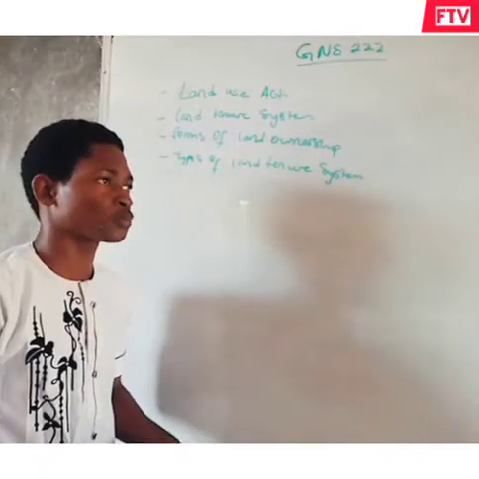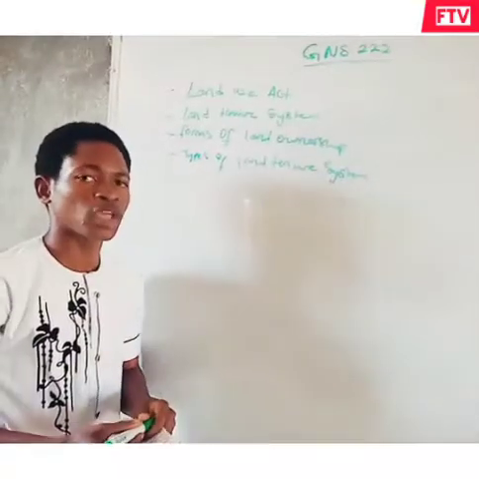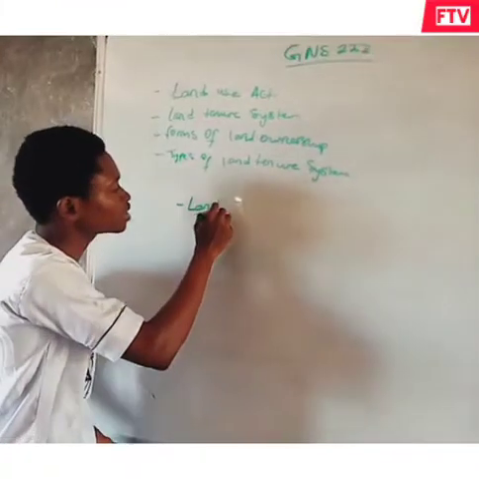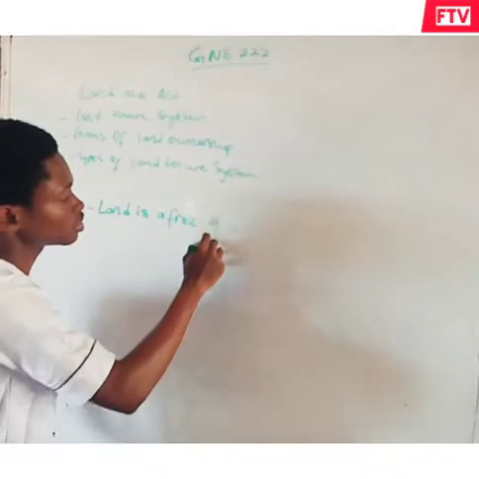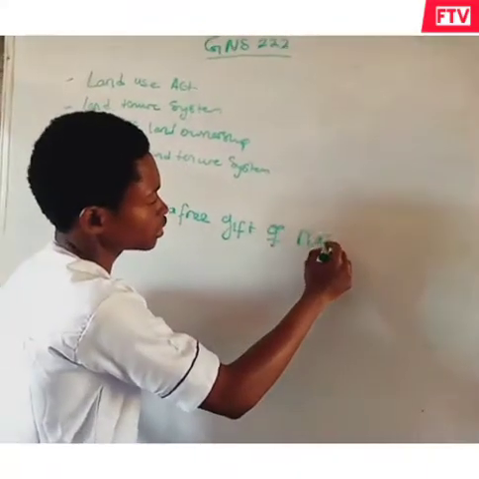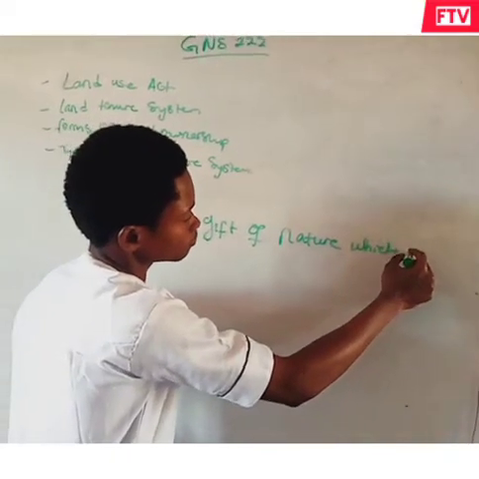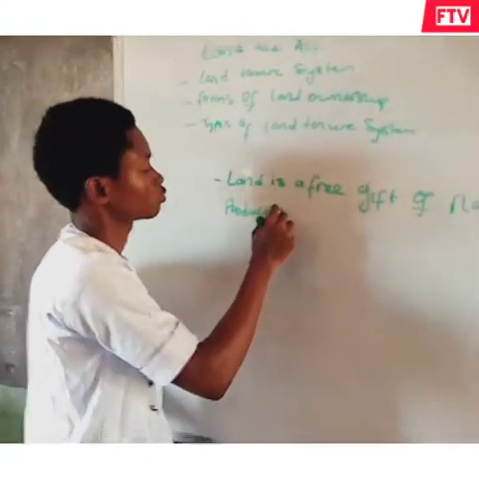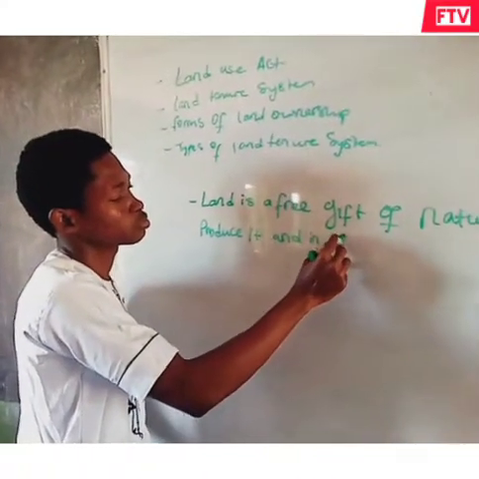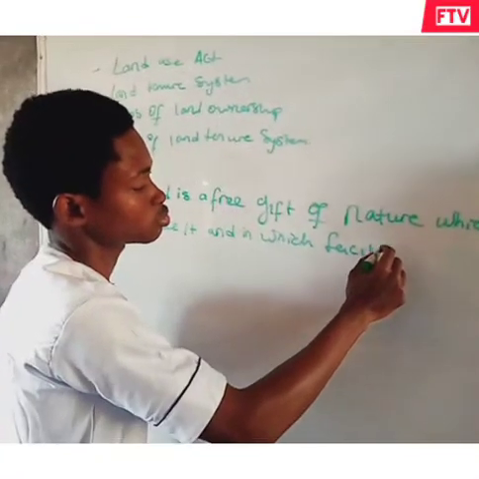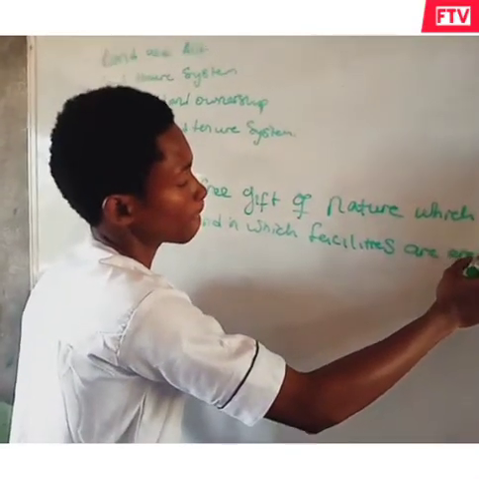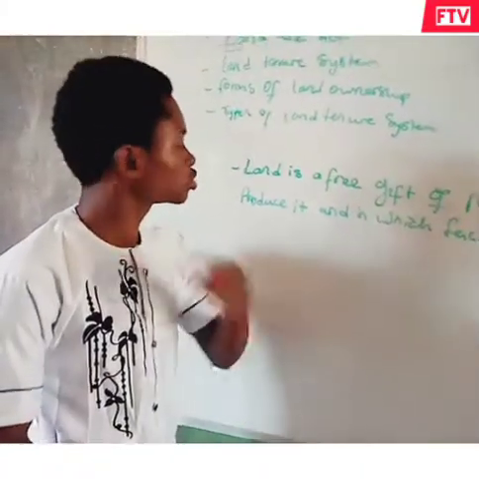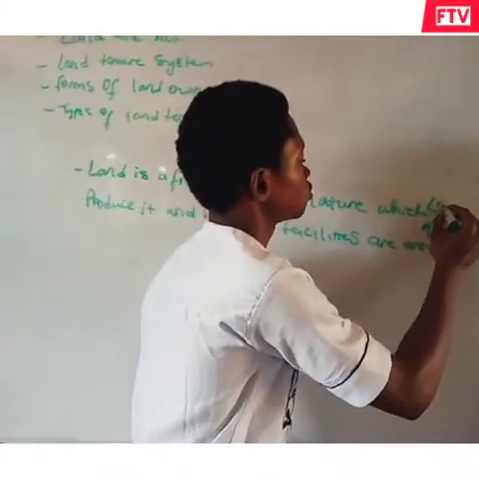Now we start from defining what is land. Land is a free gift of nature which costs nothing to produce, and upon which facilities are erected, that is, built upon.